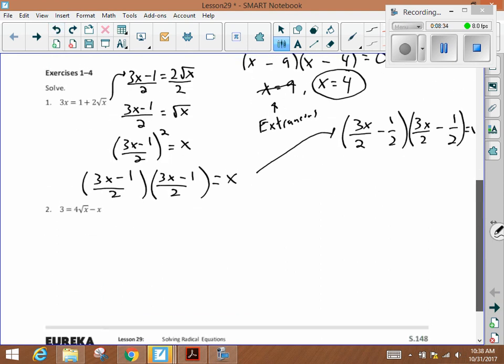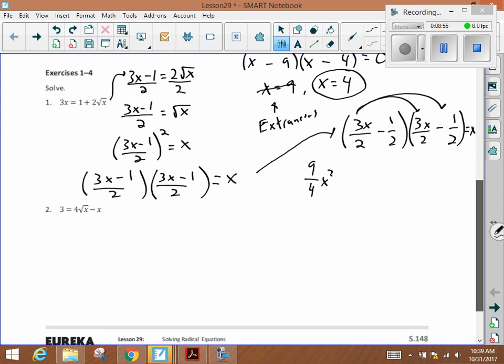Ran out of room. That's an x there. All right, there we go. So now we've got to FOIL this. It's going to be a little gross, but it's going to be okay. So that one times that one is going to give me 9 over 4 x squared, because I've got an x times x.